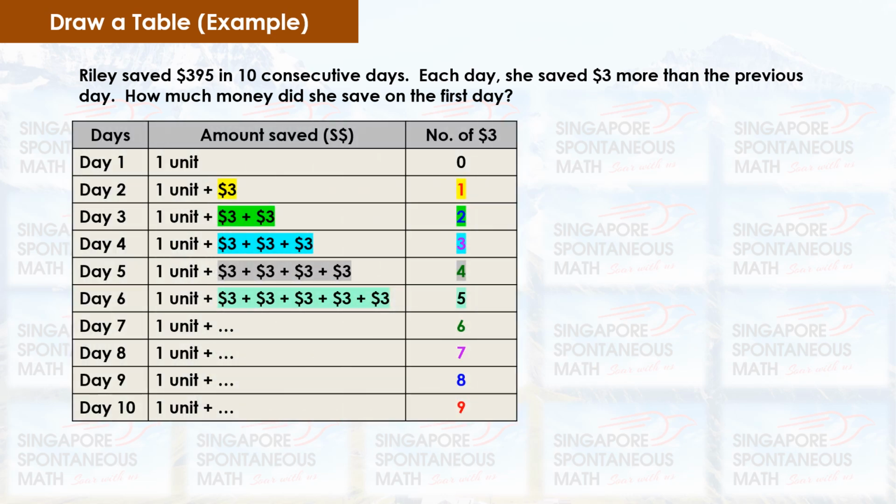On day 1, she saved 1 unit of money. On day 2, she saved 1 unit of money plus $3. On day 3, she saved 1 unit of money, plus $3, plus another $3. And the pattern continues. How many $3 are there altogether, for the 10 days?